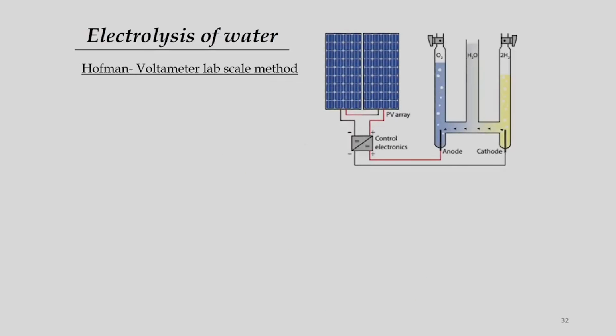Now let us learn about electrolysis of water. This method is known as the Hofmann voltameter, a lab scale method. What happens? There are three tubes.